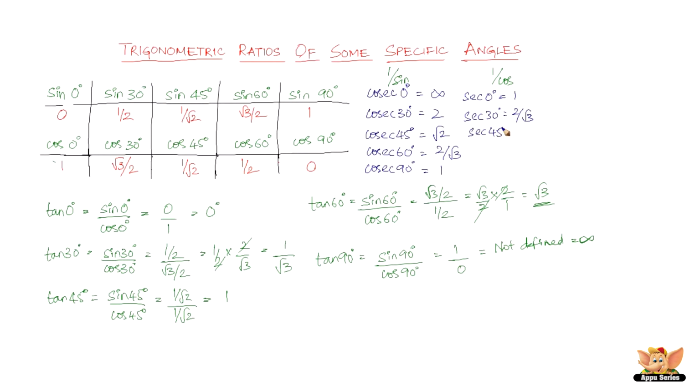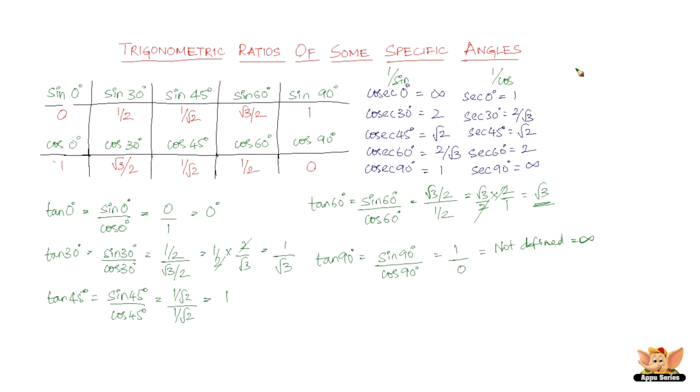And secant 45 degrees is going to be root 2. Inverse of cos 45 is root 2. Secant 60 is going to be the inverse of cos 60, that is going to be just 2. And secant 90 is going to be the inverse of 0, that is infinity or not defined. So it is so simple to find cosecant and secant, and it is as simple to even find cotangent.